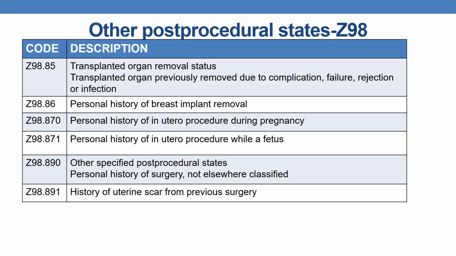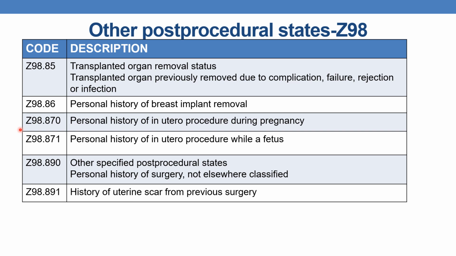The next code is Z98.85. It deals with transplanted organ removal status. That is transplanted organ previously removed due to complication, failure, rejection or infection. The next is Z98.86. It deals with personal history of breast implant removal.